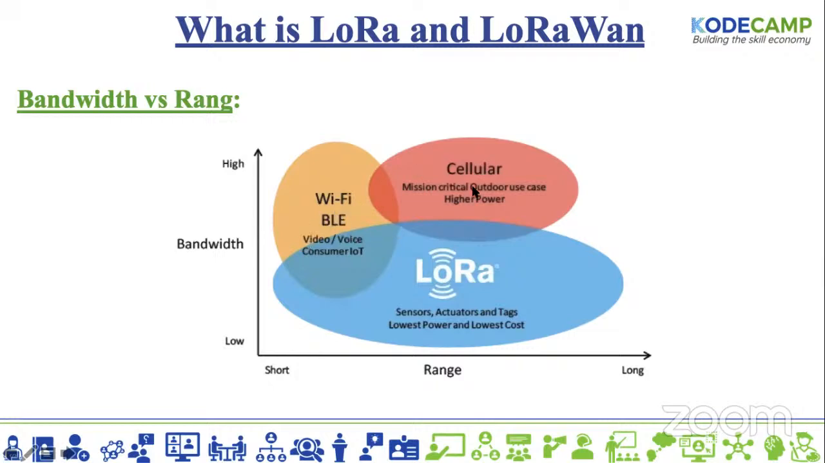Looking at cellular network, it tends to have a high bandwidth and a good range. But the thing about cellular network is power. Cellular network consumes a lot of power. I'm going to take a very specific example.